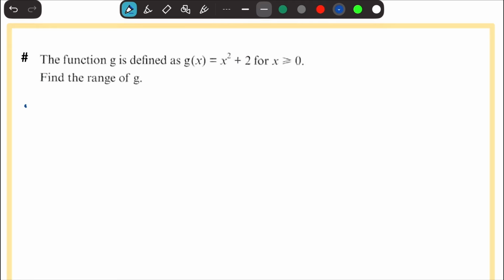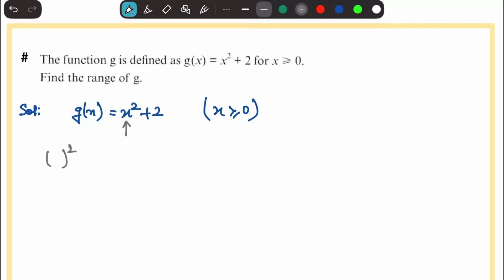So first of all I will write the solution, and I will write g of x is equal to x square plus 2. Of course it is given that x is going to be greater than or equal to 0, right? It means that x cannot be negative. Okay, so I will just explain one thing. Whenever we have a square function, always remember a few points. The minimum possible value of a square function is 0.